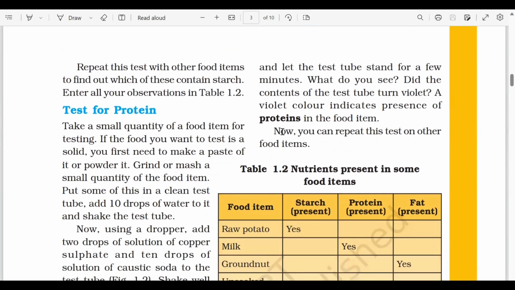You will observe that if this food contains protein, the content of the food will turn violet. If this violet color appears, it indicates that there is a presence of protein in the food item. Okay, so what do you see? The food material will turn violet in color, and this indicates the presence of protein. So for the test of protein, what chemicals do we require? We would require copper sulfate solution as well as caustic soda solution.